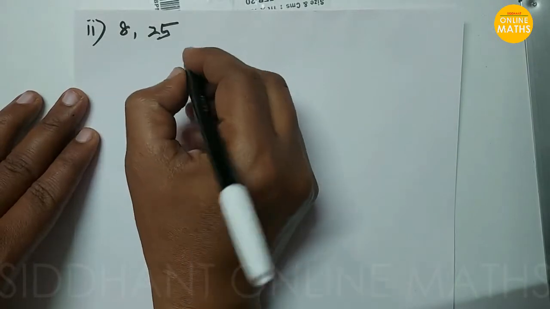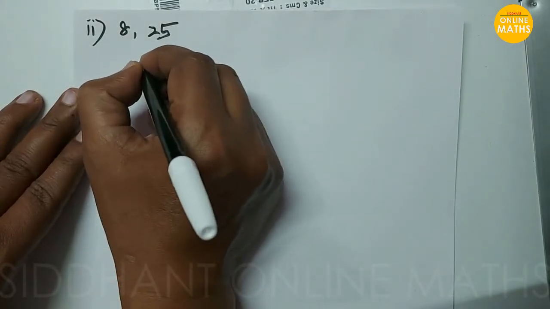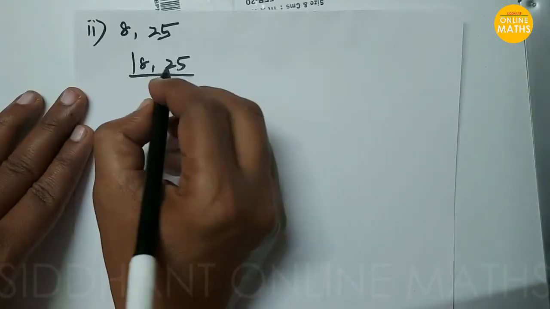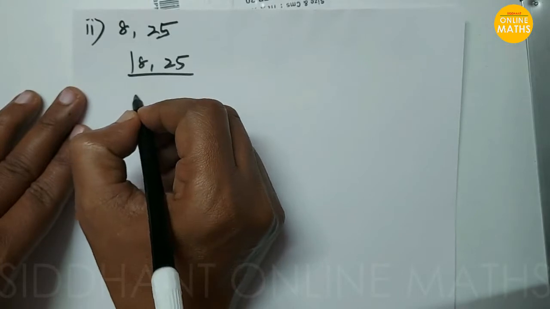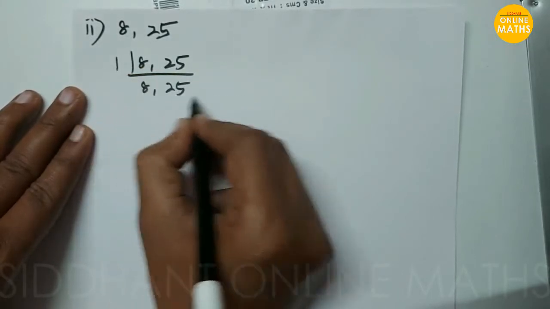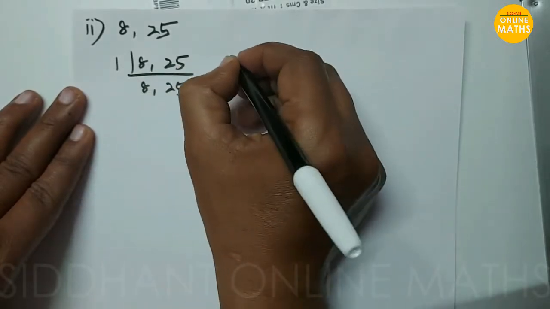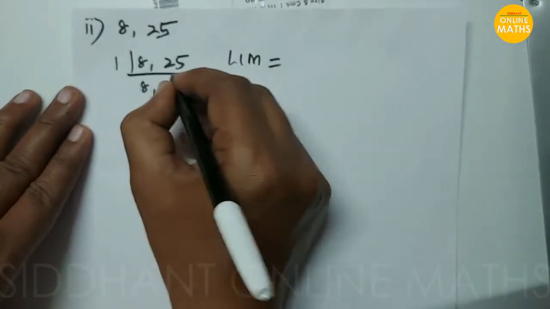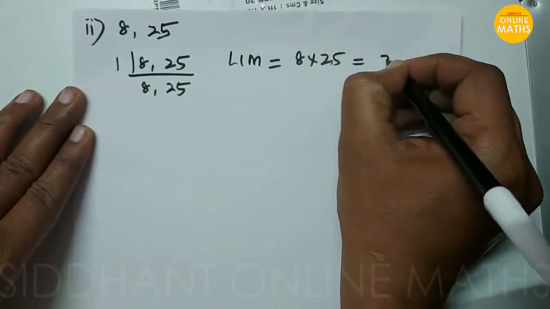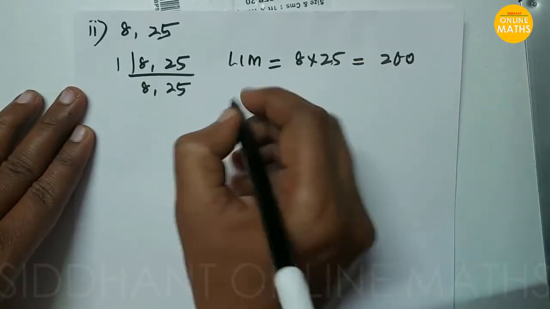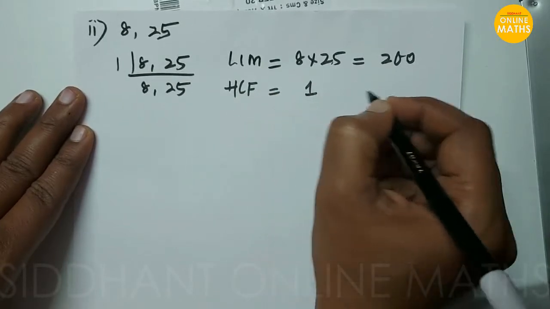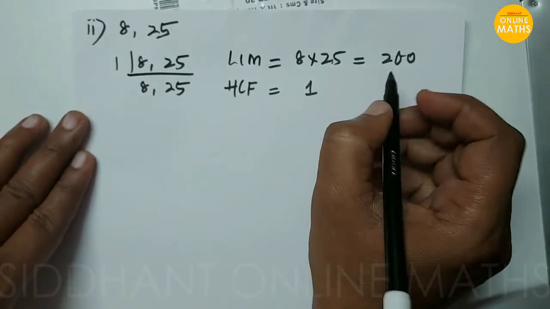Next, 8 and 25. When you look at the LCM of 8 and 25, there is no common factor other than 1. So just 1, and you get the 8 and 25 only. So LCM will be the product of these numbers, that will be 8 into 25, that is 200, and HCF will be only 1.